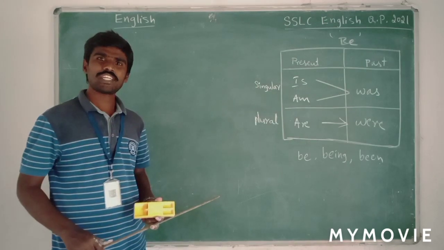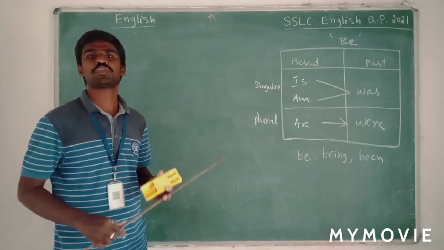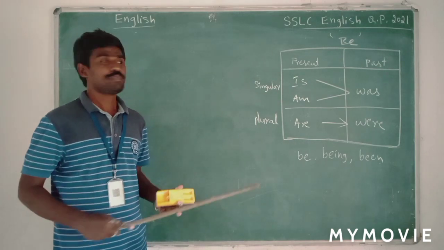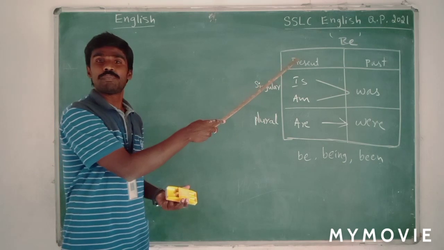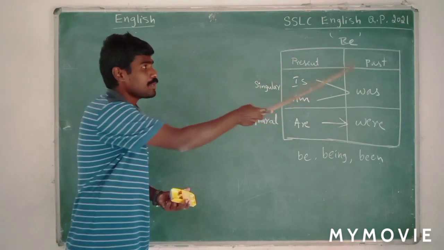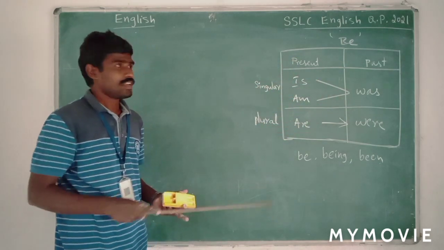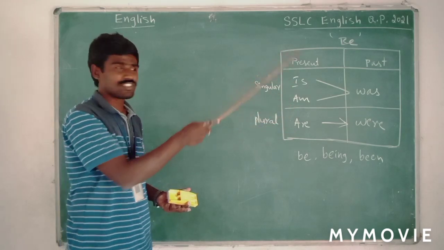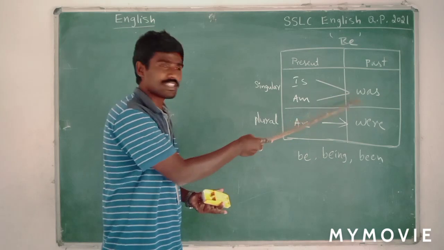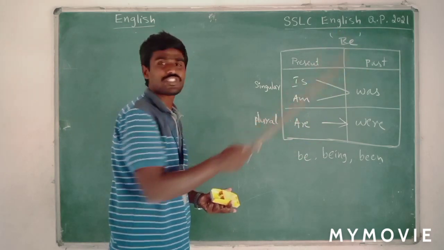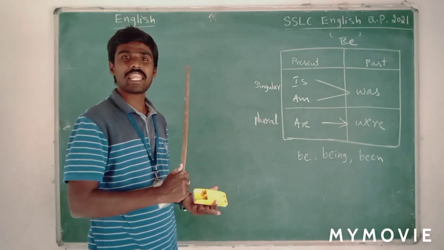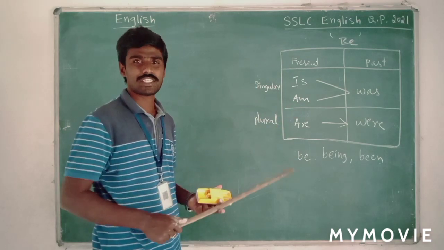While changing an active voice sentence into passive voice sentence, we must have the table of the be verb. We have be verbs in present tense and be verbs in past tense. Is, am, are are the be verbs in present tense, and we have was and were in past tense. We use all these be verbs while changing an active voice sentence into passive voice sentence.